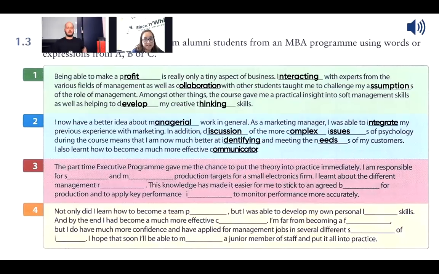The part-time executive program gave me the chance to put the theory into practice immediately. I am responsible for setting and meeting production targets for a small electronics firm. I learned about the different management responsibilities. This knowledge has made it easier for me to stick to an agreed budget for production and to apply key performance indicators to monitor performance more accurately.